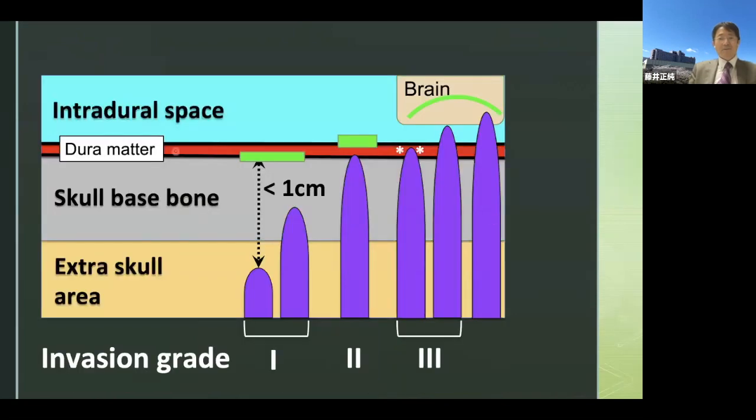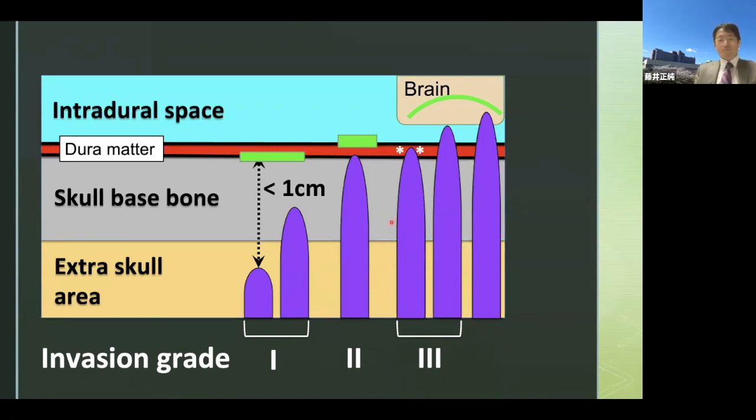So let me explain more about the invasion grade. In invasion grade one, the tumor is close to the skull base bone, or attaches or maybe reaches the skull base bone at its inferior aspect. It still does not reach the upper surface of the skull base bone. So this is invasion grade one.